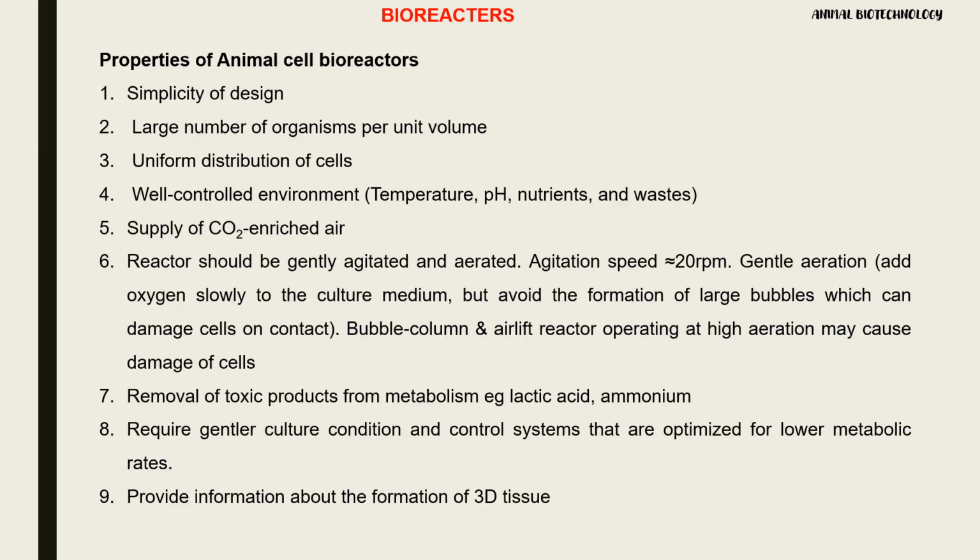The animal cell bioreactor should be simple in design and should be able to hold large number of organisms per unit volume with uniform distribution. There should be a controlled supply of carbon dioxide rich air and a well controlled environment. The reactor should be agitated and aerated gently. There should be provisions for removal of toxic substances like lactic acid and ammonia that are synthesized during the metabolism of the cells.